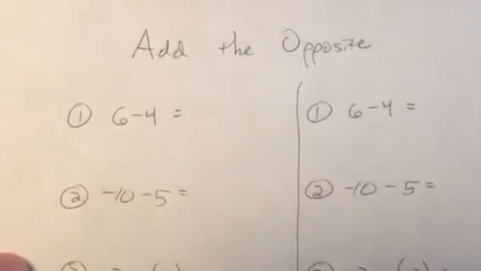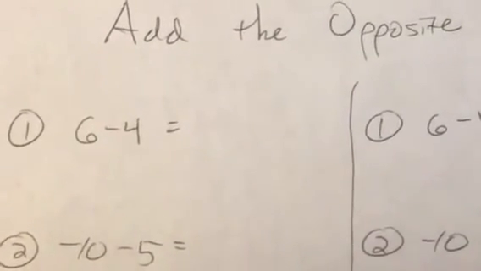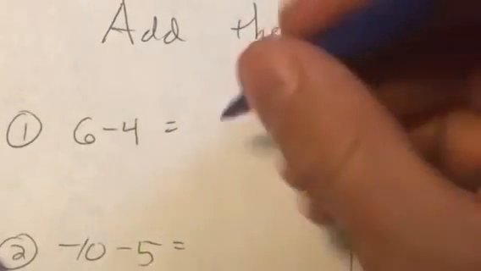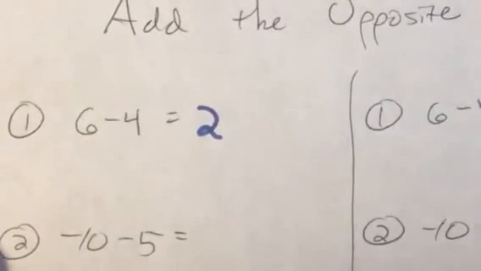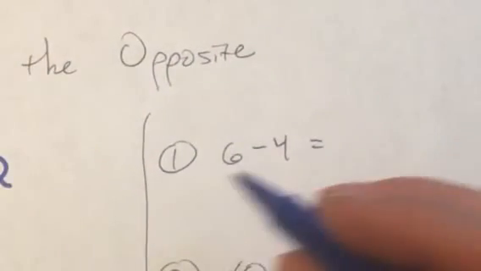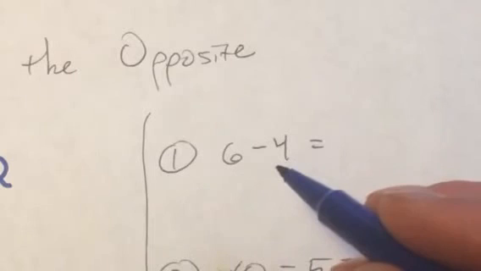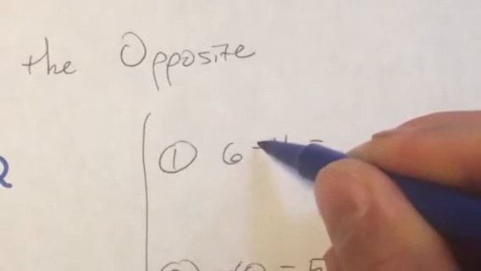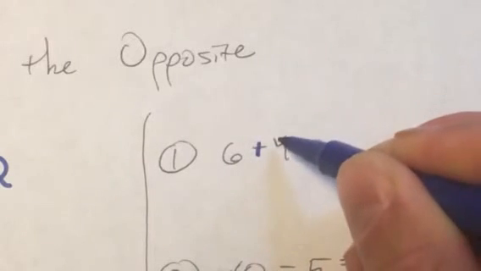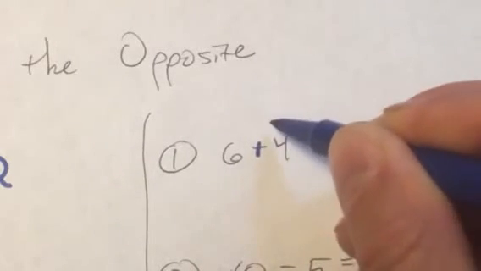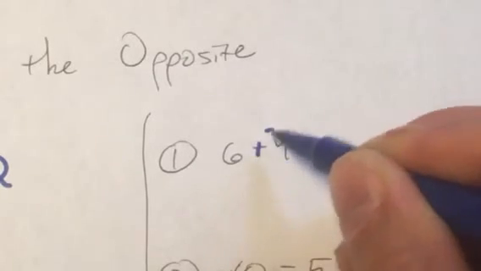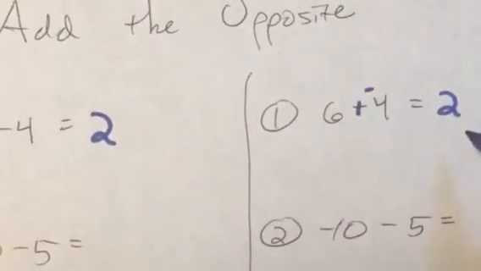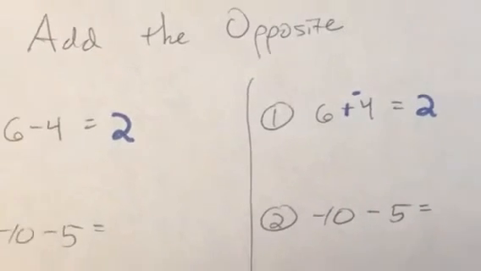So let's start with something simple like 6 minus 4, right? Everybody knows that 6 minus 4 is 2. Okay, if I take that same problem but get rid of subtraction and add the opposite, the subtraction symbol turns into an addition symbol, and what used to be a positive 4 is now a negative 4. It becomes 6 plus negative 4, which is positive 2.